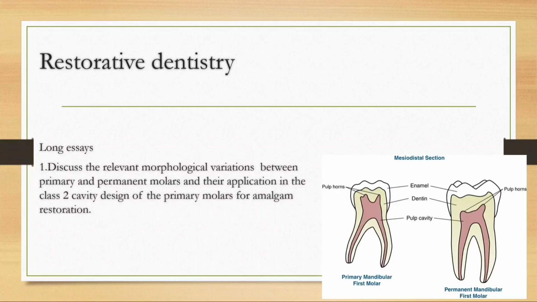So as we all know, class 1 restoration does not have many required features in the axial wall, pulpal wall, and the other remaining structures of the tooth. But class 2 design requires a lot of features in order to retain the restoration in position. So let's see what are those features.